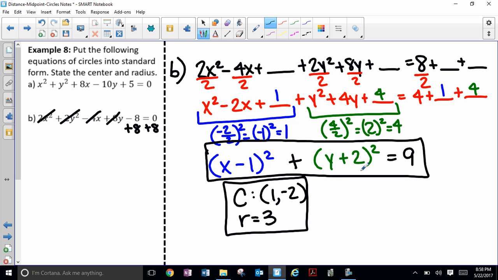Okay. All right, so these are the notes for distance, midpoint, and circles. So make sure that you do your repetitions to help you prepare for the test, the final exam.